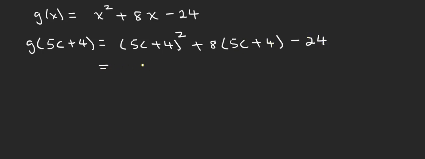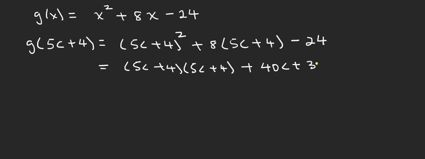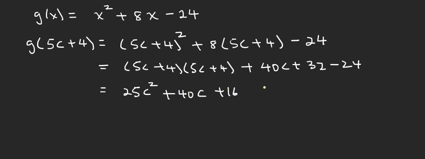And you have to evaluate this. So this is the same thing as 5c plus 4 times 5c plus 4. Let's distribute the 8. And we have to FOIL this. So you get 25c squared, and you get 20c plus 20c, which is 40c plus 16.